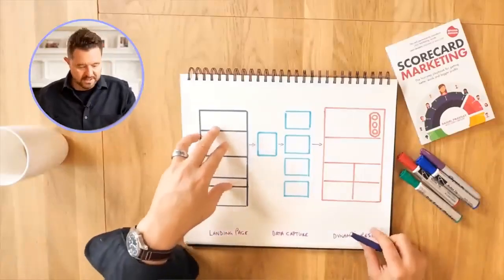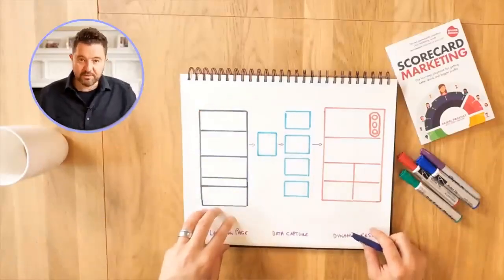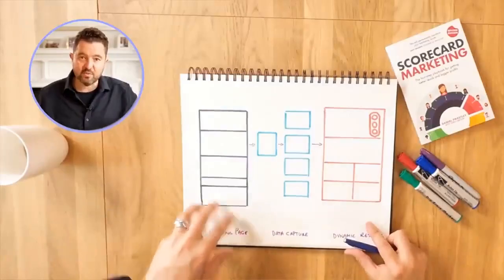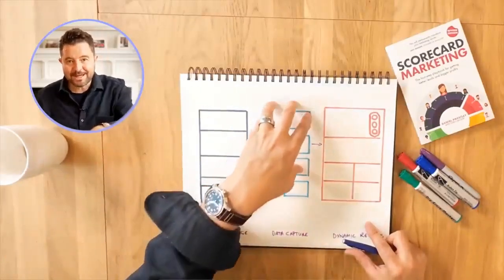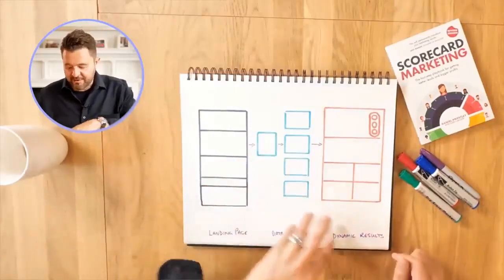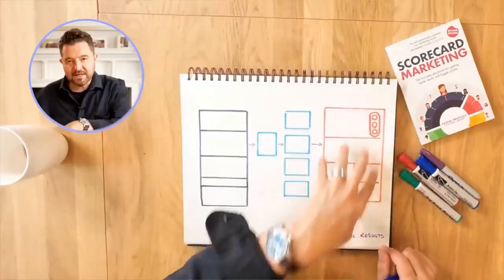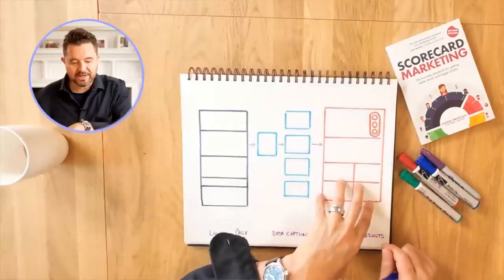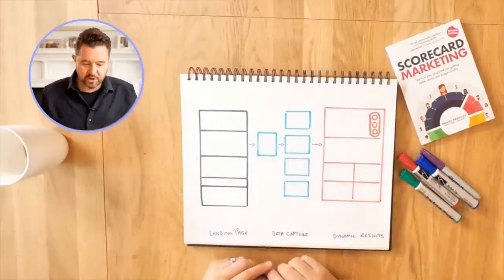There's 3 elements to this. There's a landing page where people are going to discover that the assessment exists and why they should take it. There's the data capture or the quiz section, and then there's the dynamic results where they immediately get their results and they can see what to do next. So we've got these 3 sections that we've got to put in place.